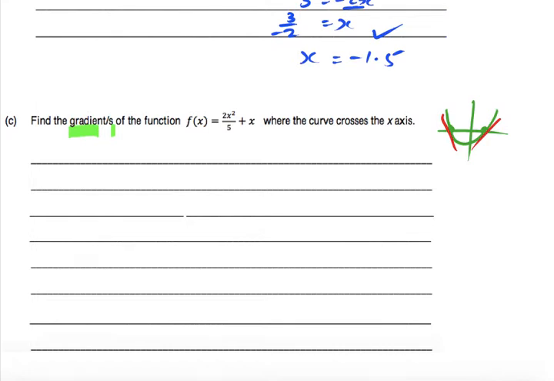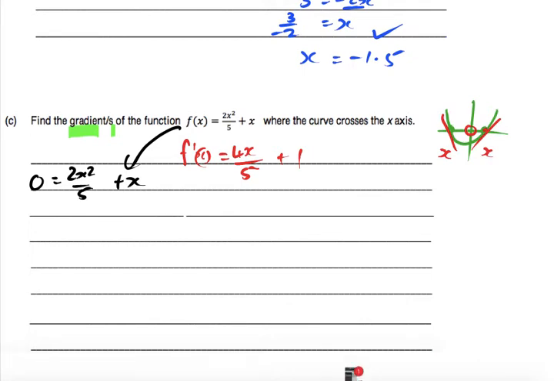So first thing we're going to do is differentiate it. So differentiate, multiply by the power. Now 2 times 2 is 4x, and it's all over 5. And x differentiated is 1. Now we've got to find the gradient at those 2 points. Now we have no x values here. But we know that the y value is 0. So let's go to our original function here and make 0 equals 2x squared over 5 plus x. And if we can find what this is, then we can find where it crosses the axis.